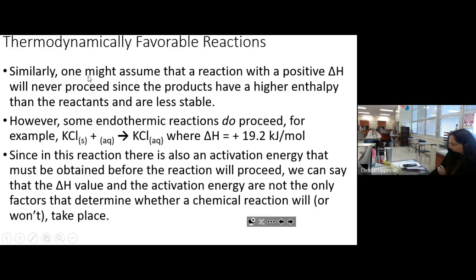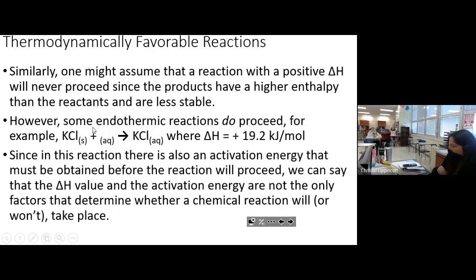Another example: we assume that a reaction with a positive delta H will never proceed since the products have a higher enthalpy than the reactants. However, some endothermic reactions do proceed. For example, we have this one, which should be water. So we're just taking that and putting it in water. Since this reaction has an activation energy that must be obtained before the reaction proceeds, we can say that the delta H and the activation energy are not the only factors that make this happen.